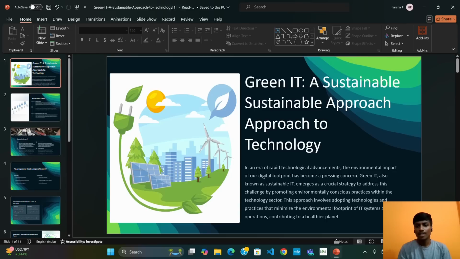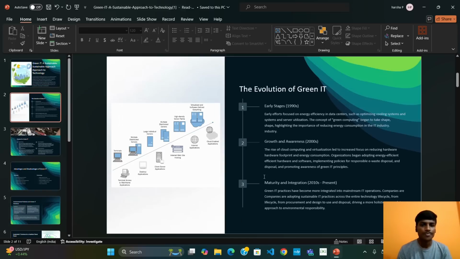In an era of rapid technology advancements, the environmental impact of our digital footprints has become a pressing concern. Green IT, also known as sustainable IT, emerges as a crucial strategy to address these challenges by promoting environmental consciousness and practices that minimize the environmental footprints of IT systems and operations, contributing to a healthier planet.